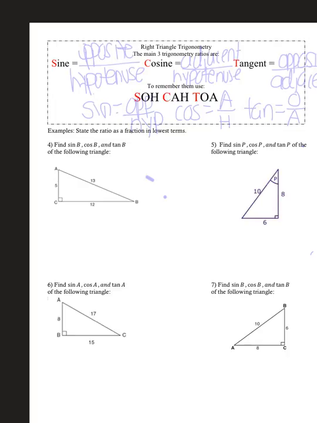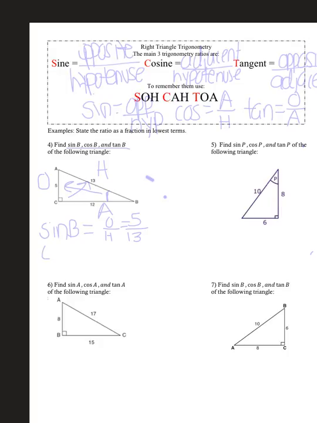Okay, so now the first one says state the ratio as a fraction in lowest terms. So first thing they want you to do, they said sine B and cosine B and tan B. So mark up angle B. Now we know across from that is my opposite. There's my right angle, so that's my hypotenuse. And then whatever you have left over, that is your adjacent. Okay, so now we can find out what everything is. So we have the sine of B. We know that's equal to O over H. So that really is 5 over 13.